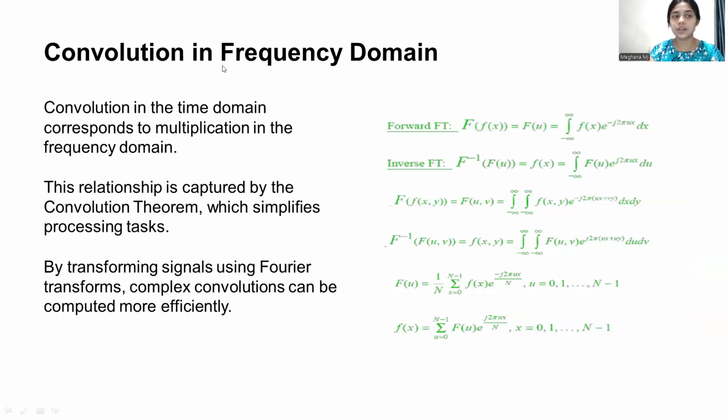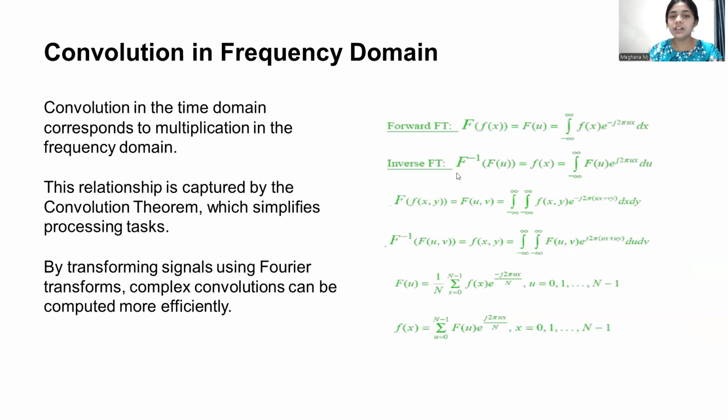Convolution in the frequency domain. Convolution in the time domain corresponds to multiplication in the frequency domain. This relationship is captured by the convolution theorem, which simplifies processing tasks by transforming signals using Fourier transforms. Complex convolutions can be computed more efficiently.